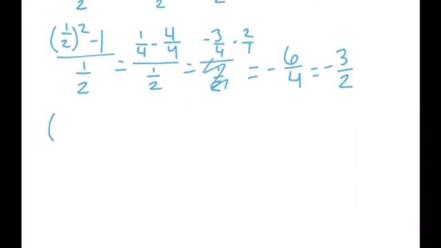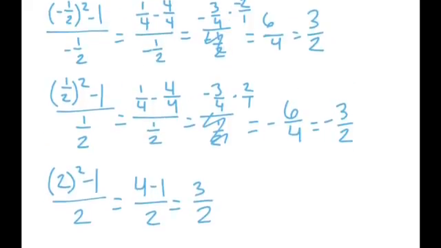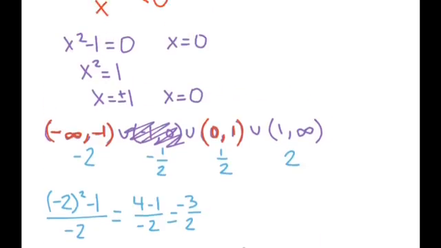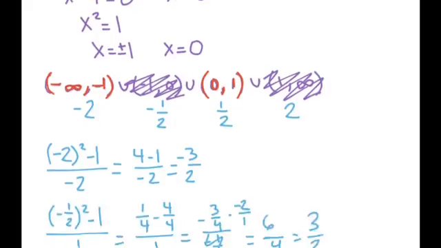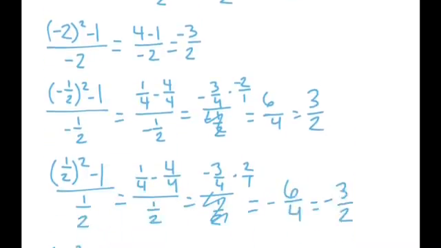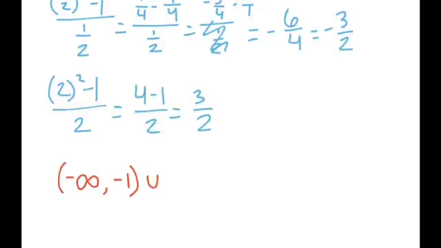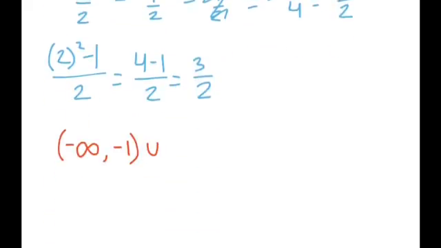And the last value is 2, so 2 squared minus 1 over 2, 4 minus 1 over 2. That's 3/2, but that's a positive number, so it's not going to work. So now that we have our solution intervals, we can rewrite them and then graph them on a number line. So it was negative infinity to negative 1, and 0 to 1.